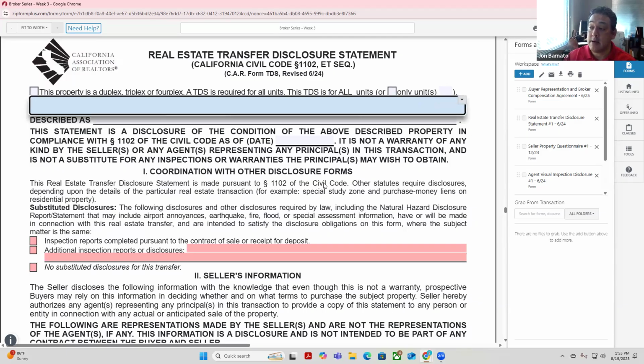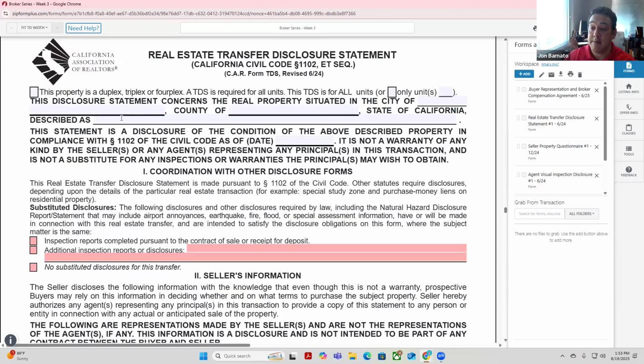You have to put the city in here, the city of, county of, and described address of. We will require all that. And you have to put the date you are completing the TDS. This date matters. Trust me. I've been in arbitrations, lawsuits where issues may happen on the property, but they happen after the TDS was filled out, therefore exempting the seller from disclosure.